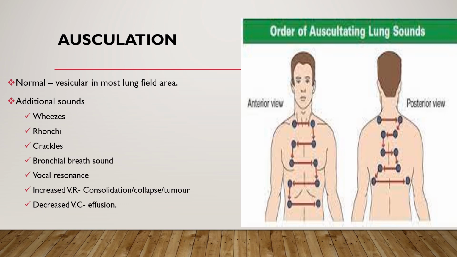The other is whispering pectoriloquy. When a cavity communicates with the bronchus, whispered words are clearly heard at the earpiece. So we ask the patient to whisper, and it is clearly heard by auscultation. That's called whispering pectoriloquy. Pleural friction rub occurs along the breathing pattern, and it's important to differentiate a left anterior pleural friction rub from a pericardial friction rub. So this is the order of auscultating lung fields.